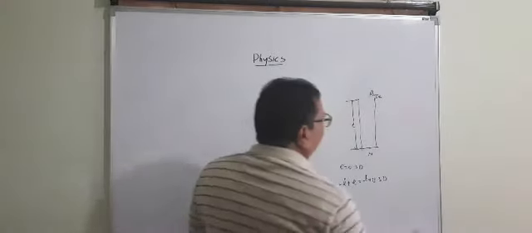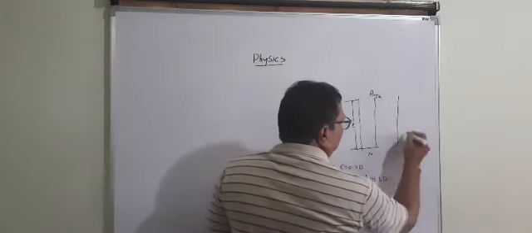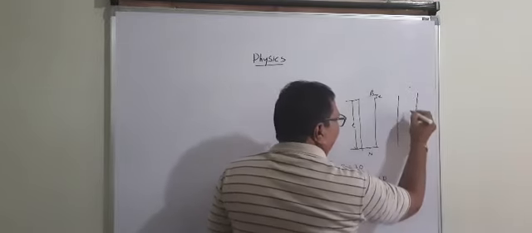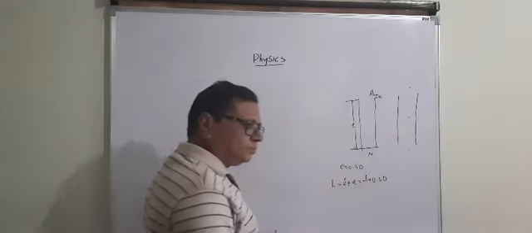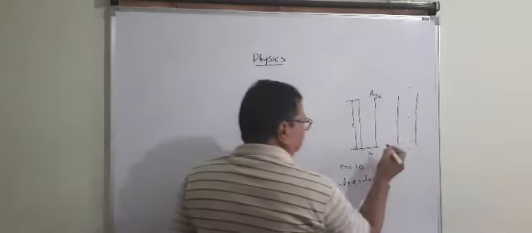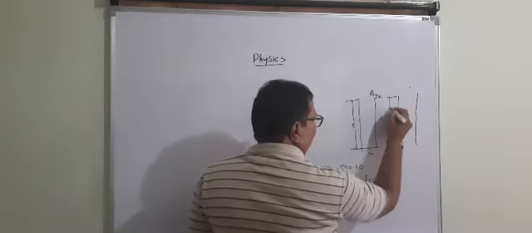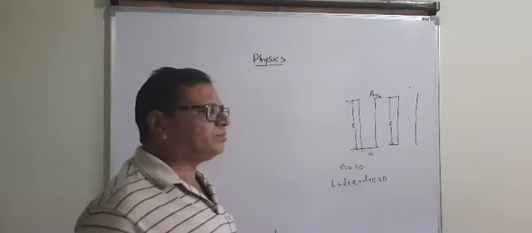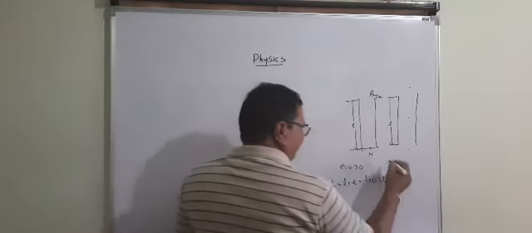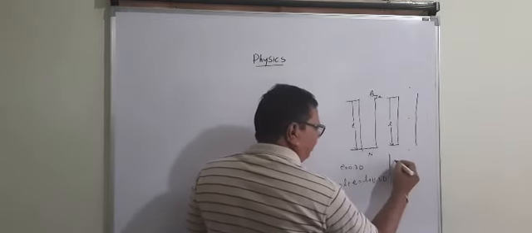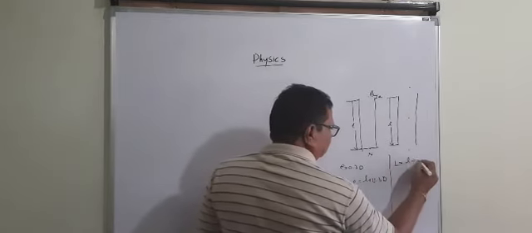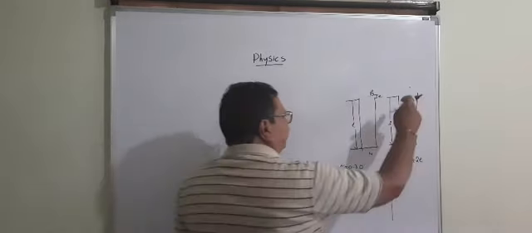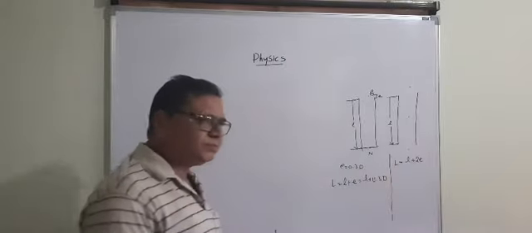But in the case of a pipe open at both the ends, the boundary condition suggests that always an antinode is formed exactly at the open end and a node is in between. In this case also, if small l be the length of air column, then the corrected length for open pipe, capital L, is equal to small l plus 2e, because end correction is applied from both the sides, in upward and downward direction.